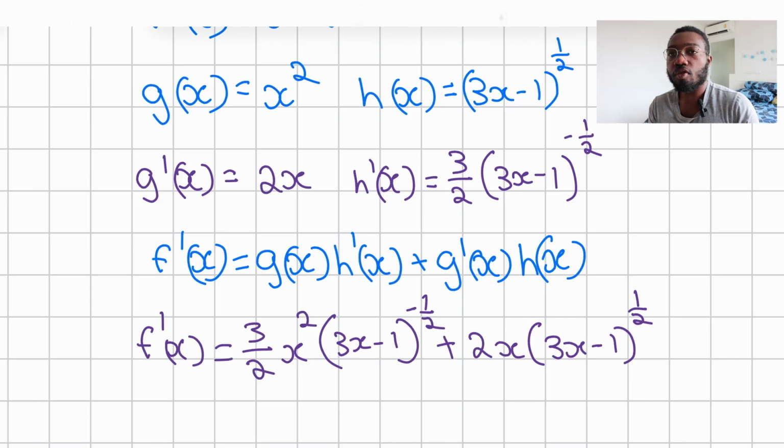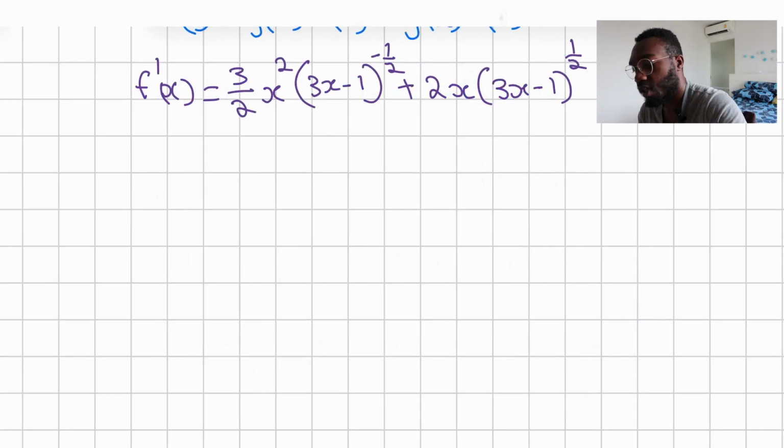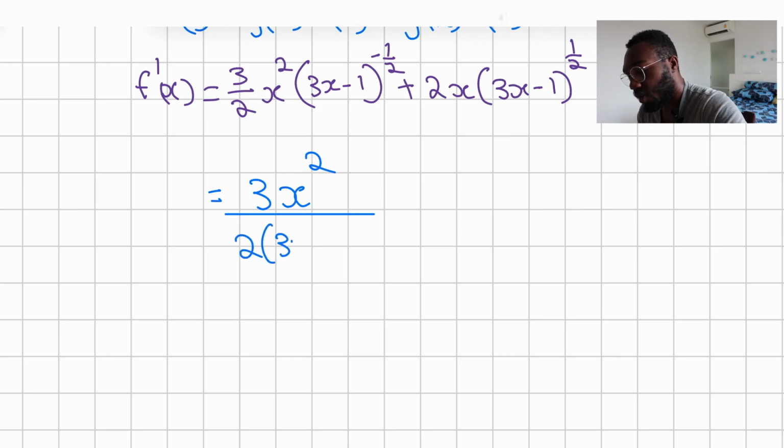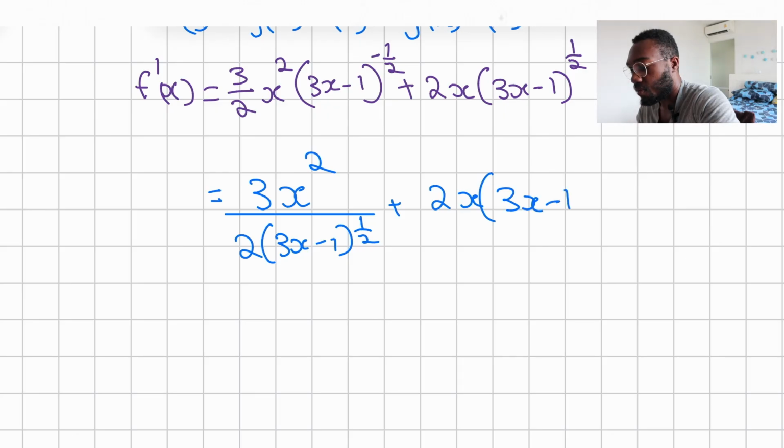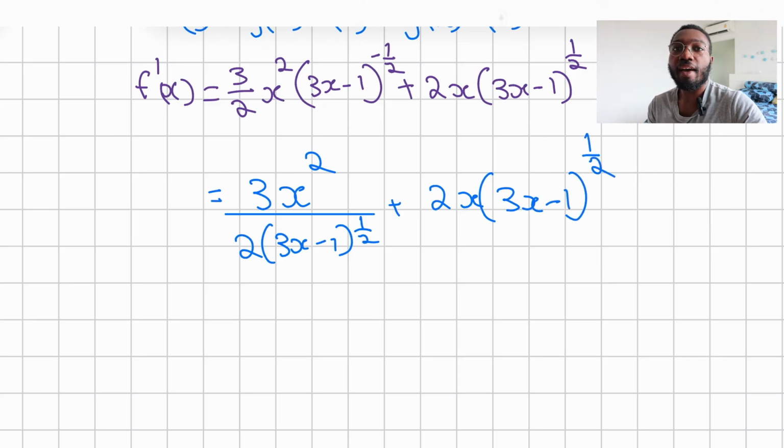And now we can just put all these together over one single fraction. So how would we do that? First things first, let's rewrite that fraction where we have the power of minus half. Let's bring it down to the bottom. So we would get 3x squared divided by 2 times 3x minus 1 to the half, plus 2x times 3x minus 1 to the power of a half.